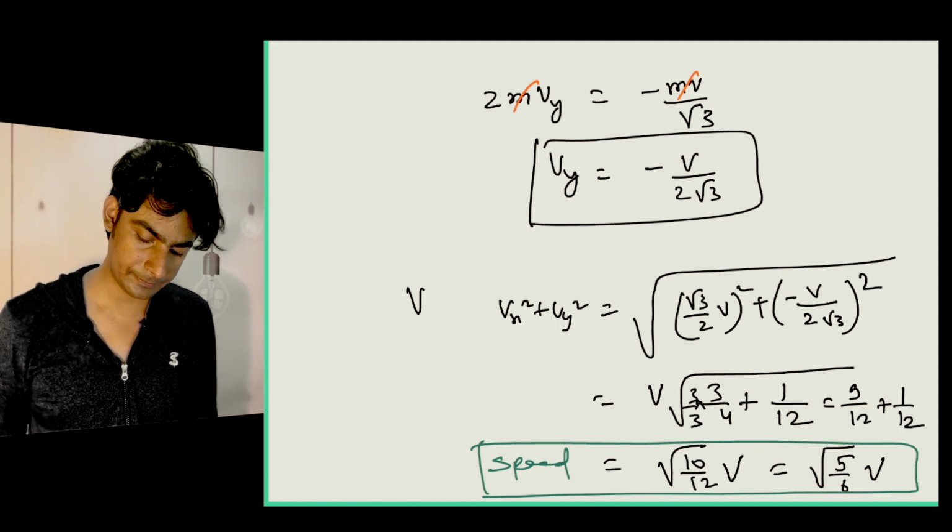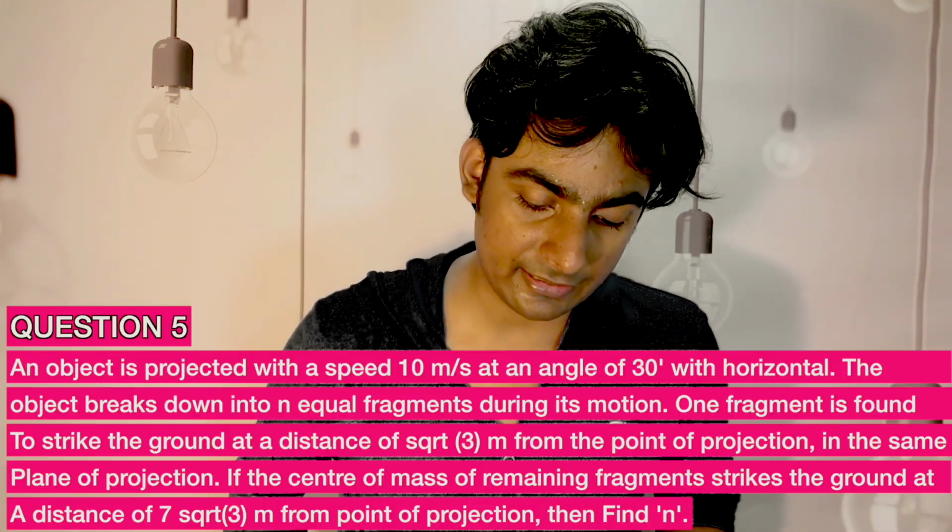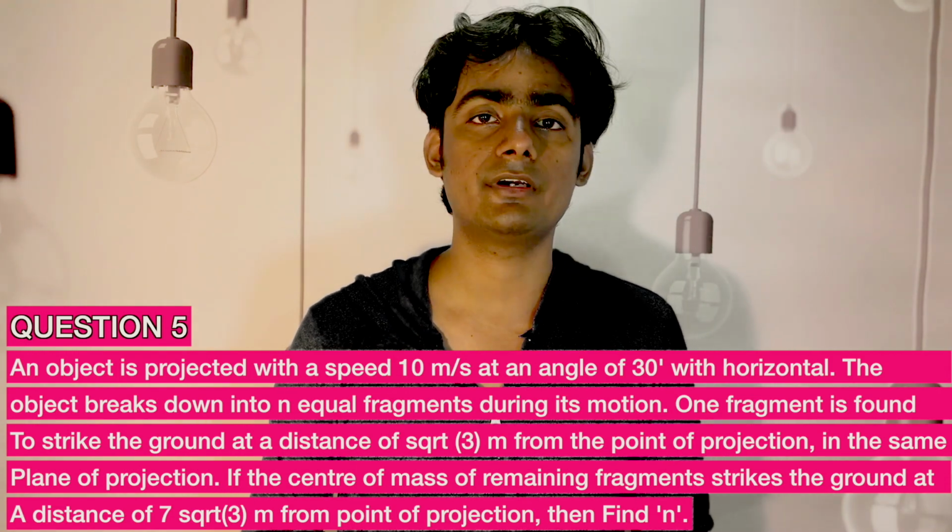That's the speed. So now that's the answer. So let's do question number 5. Question number 5 says an object is projected with a speed of 10 meter per second at an angle of 30 degree with the horizontal.